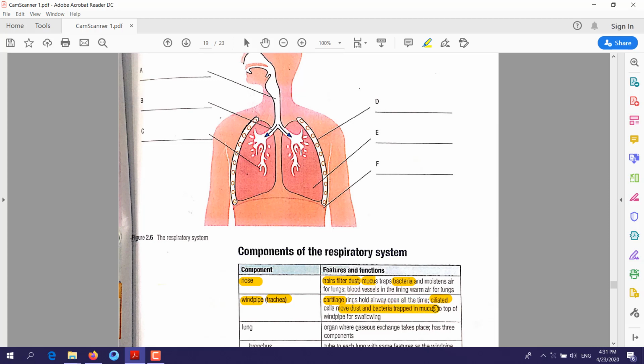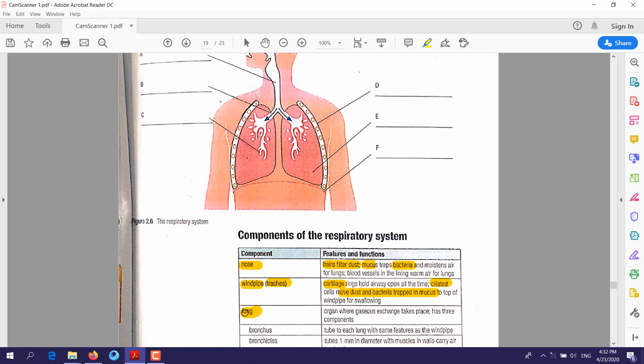That's why sometimes when you are breathing, if there is dust, what will happen? You will cough. Why will you cough? It's because of the dust and bacteria. When this dust and bacteria get stuck in the trachea, it will make you cough.